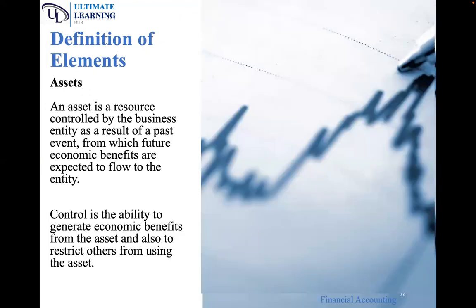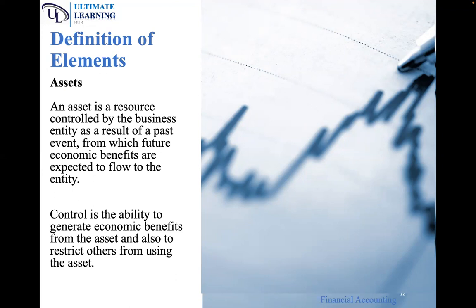What is an asset? An asset is a resource controlled by the business entity as a result of a past event from which future economic benefits are expected to flow to the business entity. So assets are what the business owns, the resources owned by the business. These resources will generate economic benefits in the future. Remember, the key word there is controlled by the business entity.